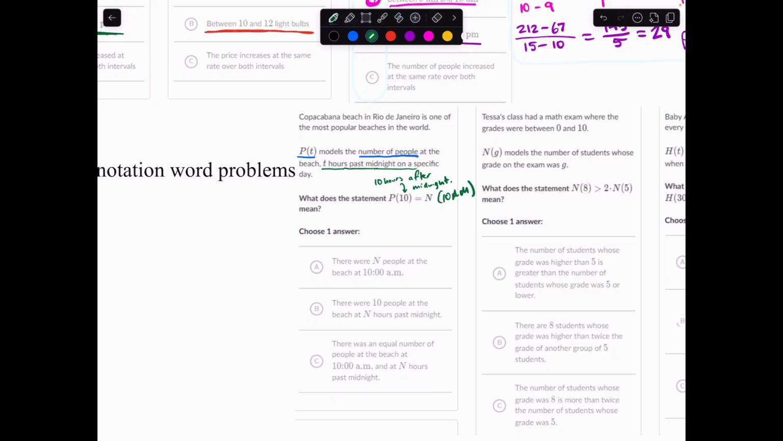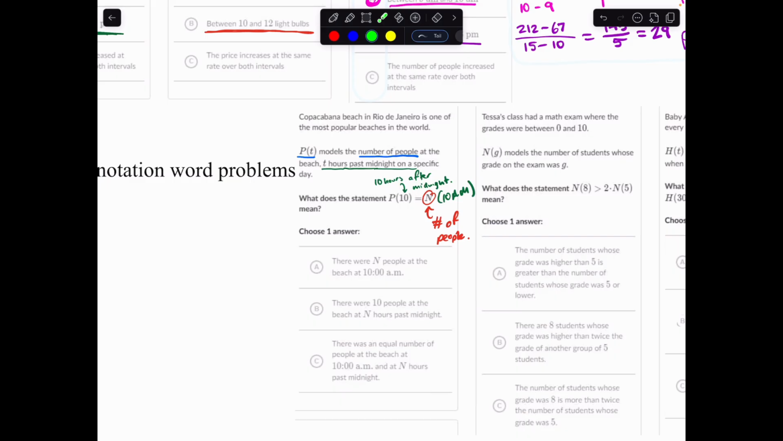And they tell us that capital N, we don't know what the number is, but that number N would have to be the number of people, right? So since we can interpret that, knowing what function notation represents, let's look at our choices and see which answer makes sense. Does it make sense that there were N people at the beach at 10 a.m.?